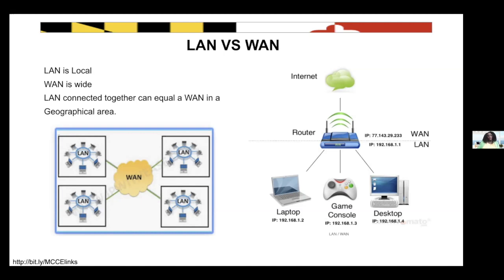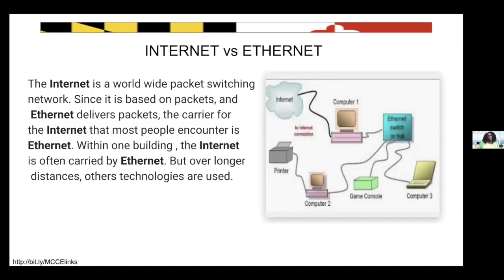Then let's look at the internet versus the Ethernet. The internet is a worldwide packet switching network. Since it's based on packets, Ethernet delivers the packets that carry the internet that most people encounter. So that is the Ethernet within one building, and the internet is carried by Ethernet, but over longer distances, and then other technologies in between are used.